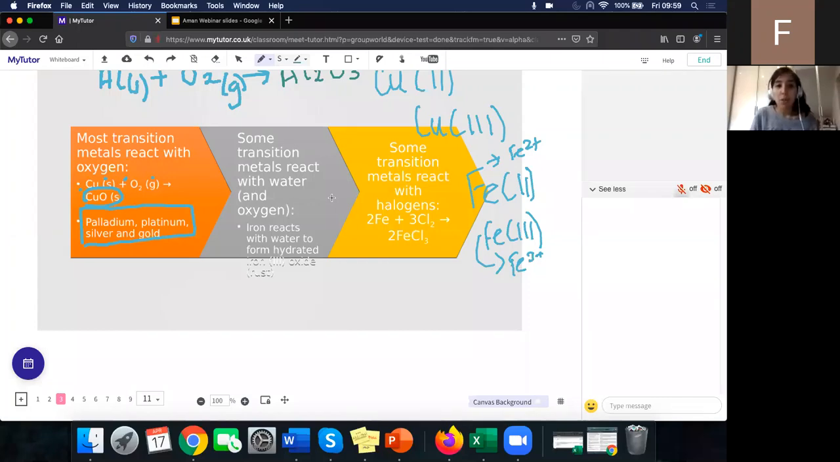Now I'm going to swap over to the Edexcel exam board. So all the exam boards require you to know about rusting, but Edexcel want you to know how you can prevent rusting. So to prevent rusting, what we can do is we can either remove the water or we remove the oxygen. So in order to remove the water, we can use something called a desiccant. Does anyone know what a desiccant is? And it's okay if not.